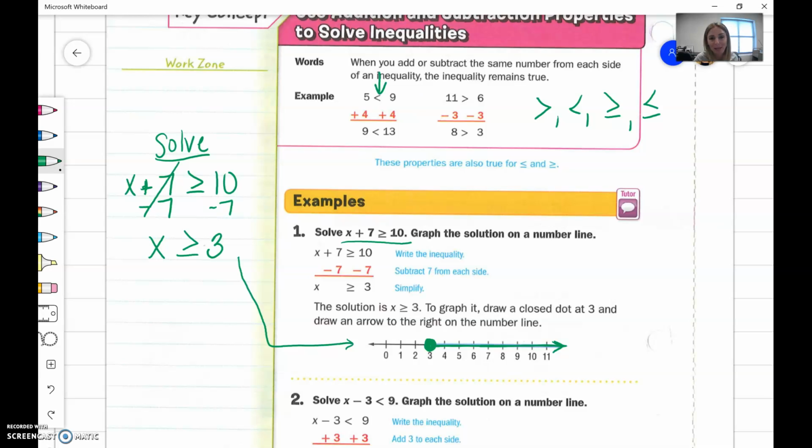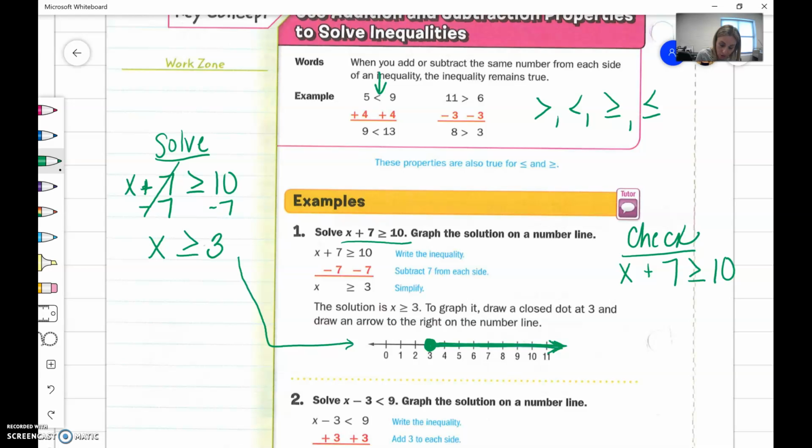What do you think I'm going to make you do? That's right. You're going to have to do the check. Let's do the check over here. And you're like, okay, Mrs. Horner, how do I check? We're going to rewrite the algebraic inequality here. Okay, that looks like this. Now I'm going to pick any number that is on that number line that is shaded in.